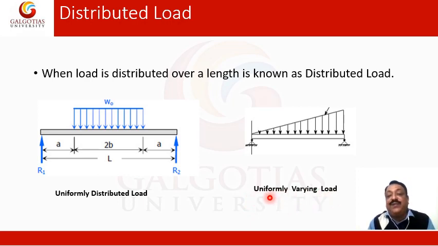Why is it uniform? Because the rate of variation is constant. So hence it is a uniformly varying load, a distributed load of uniformly varying type, varying at a constant rate. That's why it is known as a uniformly varying distributed load. So these are the two types of distributed loads which we will generally come across in this course.